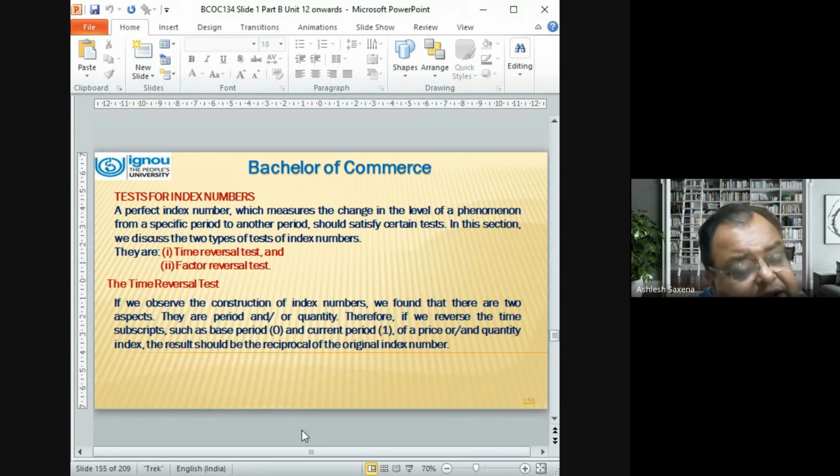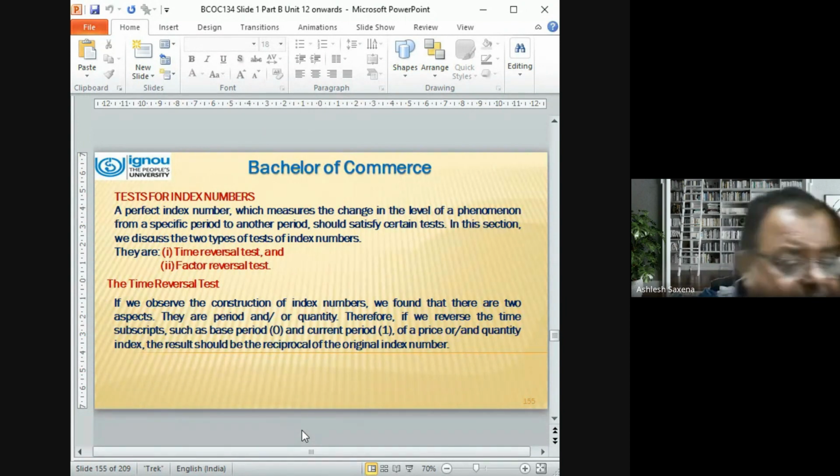Test for index number. The perfect index number which measures the change in the level of phenomena from a specific period to another period should satisfy certain tests. In this section, we describe the two tests: number one is time reversal test and number two is factor reversal.